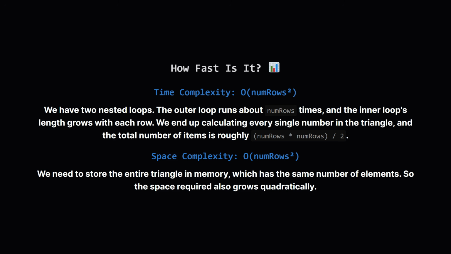So what's the performance like? For time complexity, we have to calculate every single value in the triangle. The total number of values is proportional to numRows squared. So we get a time complexity of big O of numRows squared. And since we have to store that entire triangle in our result list, the space complexity is the same. Big O of numRows squared.